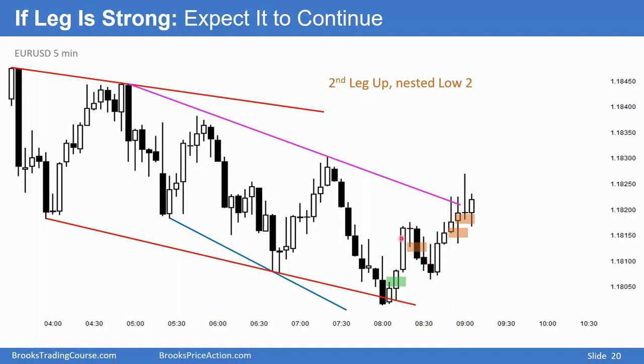We have a nested low 2. We have a low 1, pullback, low 2, low 2. So either one of these is a low 2. And the second leg up is also a low 2, yet it looks like it's failing. So the bears who are selling below this low, below that low, below this low, it looks like they're trapped, just like the limit order bears who sold at this high and scaled in higher are trapped.